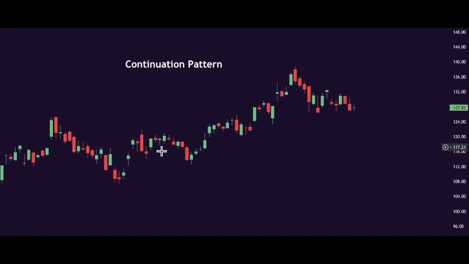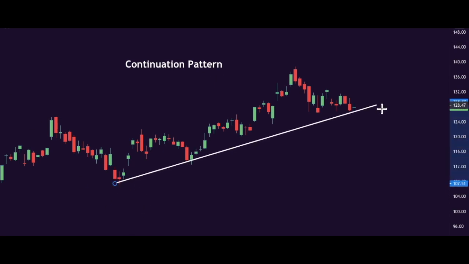Traders, the first way you can trade using a trend line is through a continuation pattern. Now, if I draw a trend line like this with the maximum number of touches, the stock touched here, here, here. Now this level is acting as a strong support level.